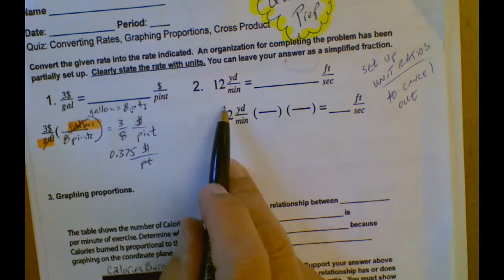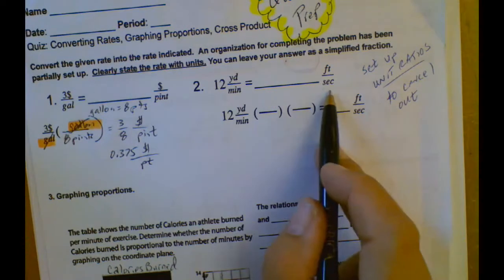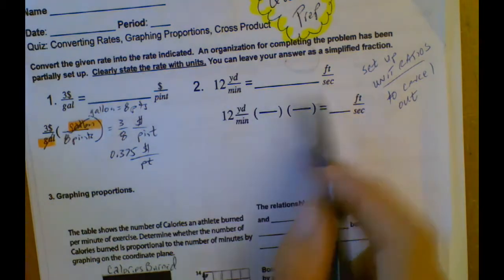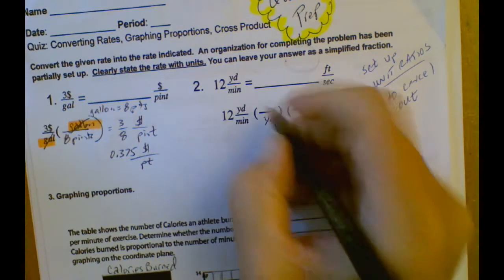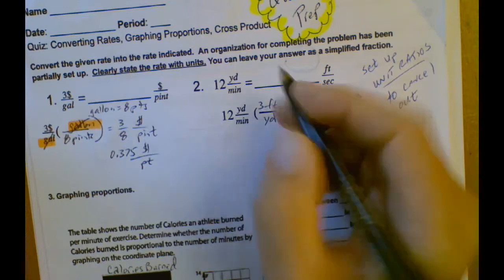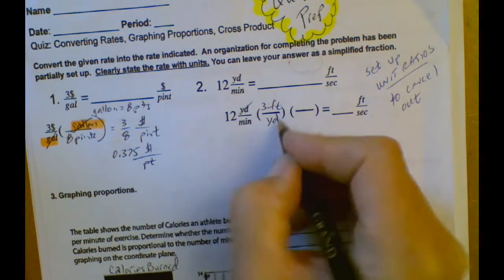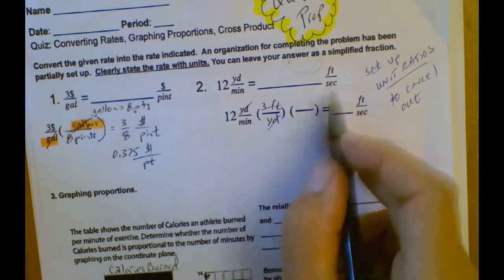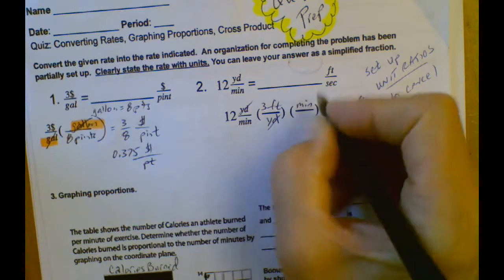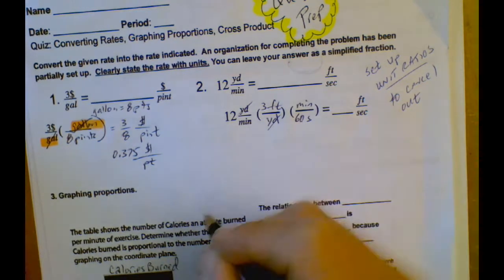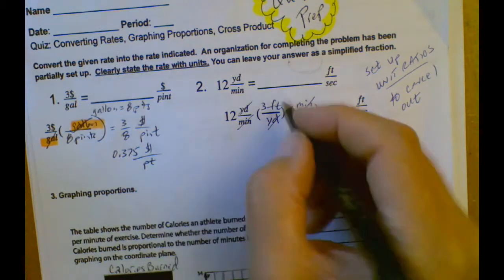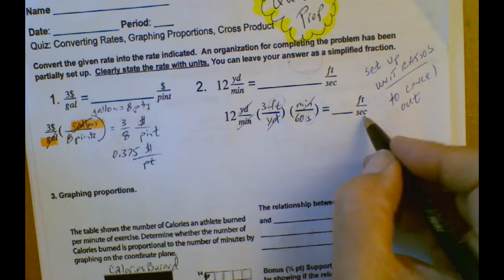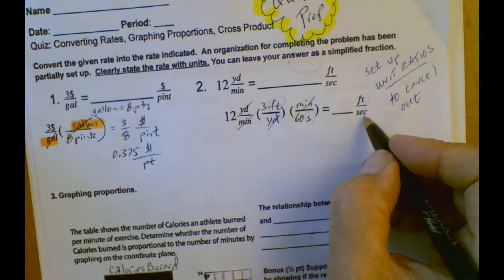Let's try this one. So I have yards per minute and I want feet per second. Well, both of these units are different this time. So let's change the yards first. I know that 1 yard is equal to 3 feet, right? So those will cancel out, yay. And minutes, and I want seconds. Well, I know that 1 minute is equal to 60 seconds. So the minutes and the minutes cancel out. And I'm left with feet per second. Oh, happy day, that's what I want. So now I just have to do the math.